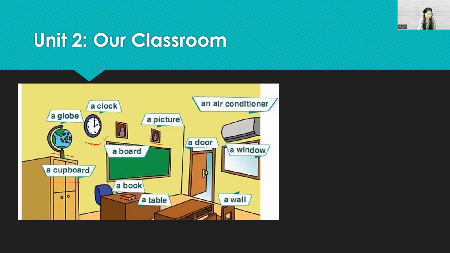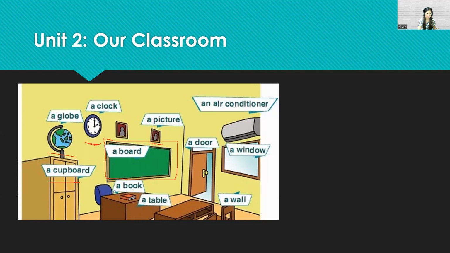So it is something that is really important for our classroom. So this is a board. So sometimes we call blackboard. A board or blackboard. So this is very important.